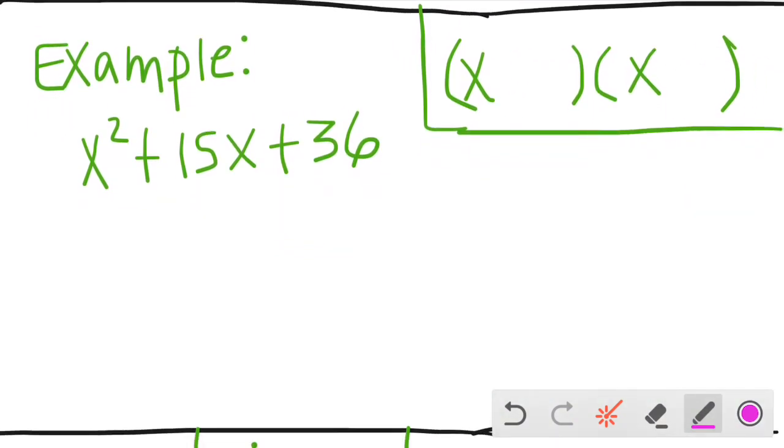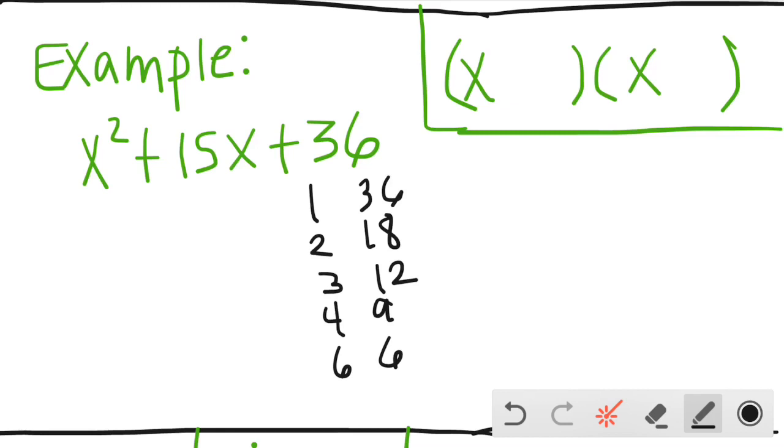I have our first example here with an x squared plus 15x plus 36. Let's go ahead and list down factors of 36 that may possibly add to 15. So we will look for the one that should correspond to 15. I have a 1 and 36, a 2 and an 18, a 3 and a 12, a 4 and a 9, and a 6 and a 6. So these all multiply to 36.